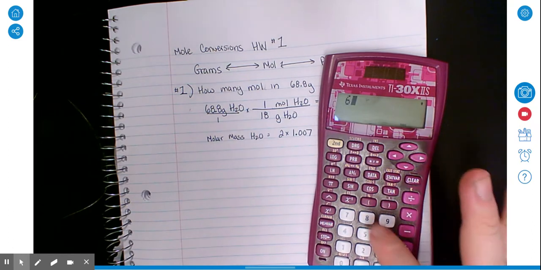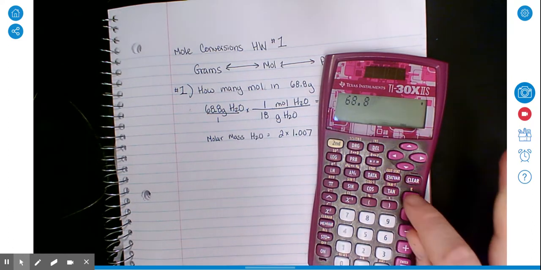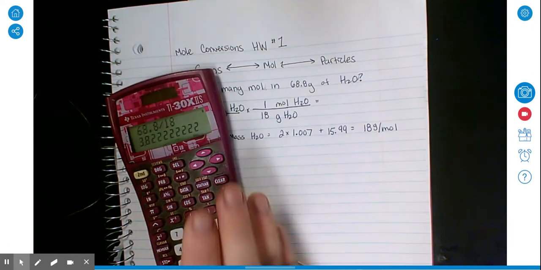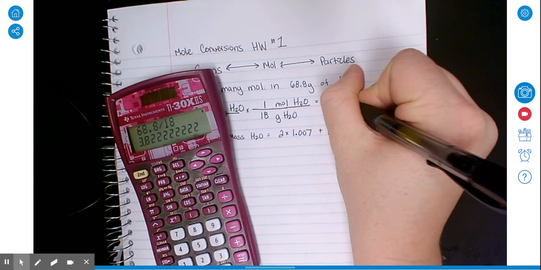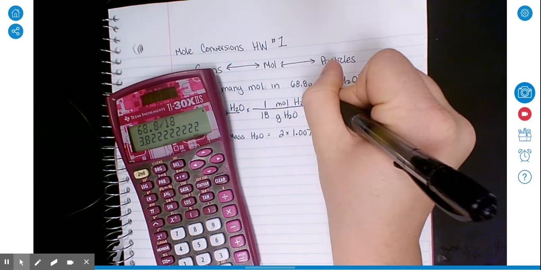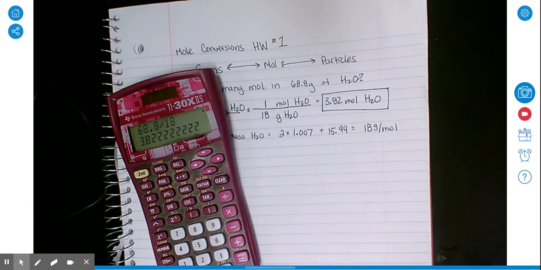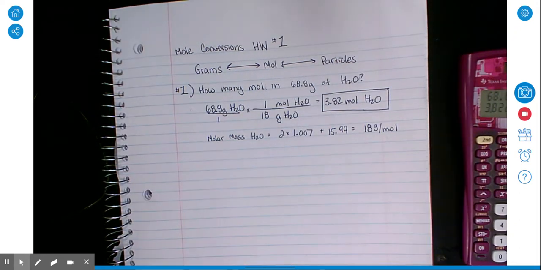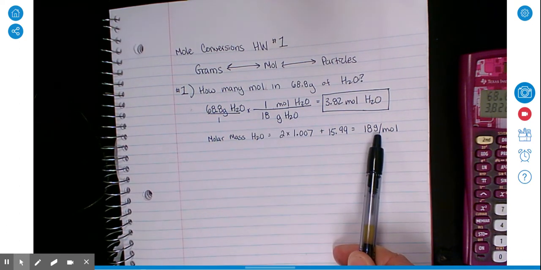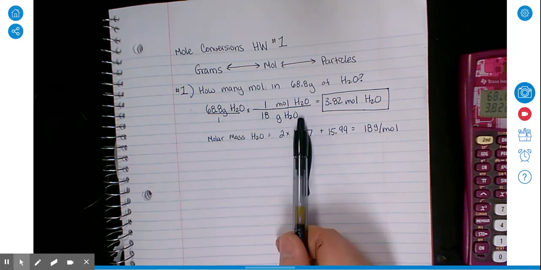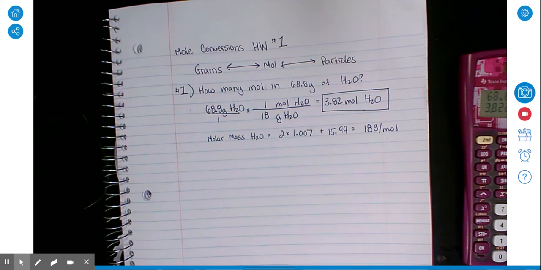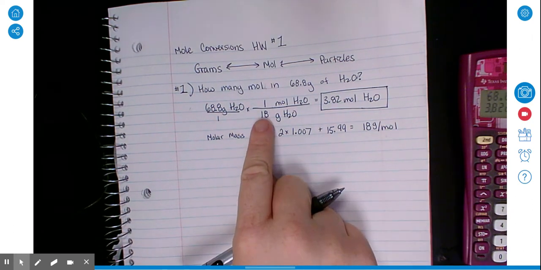Get your calculator out. What do we start with? 68.8. 18 is on the bottom, so divide by the molar mass. I end up with 3.82 moles of H2O, which was my end goal. Again, make sure you're not just pulling in a molar mass for hydrogen. Calculate the molar mass of the compound. Track your labels so they cancel diagonally. And then 1 mole of a substance, make sure you get that 1 with the mole and then the mass with the grams.